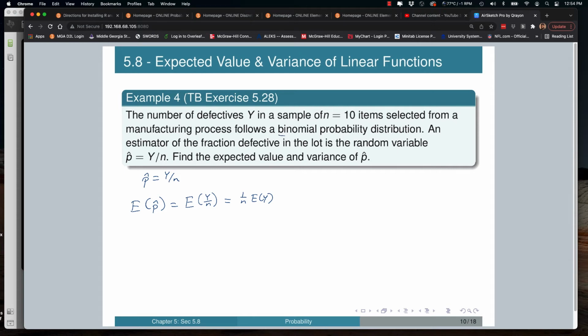Well, we know it's binomial, right? It's from a binomial probability distribution, and we know how to find the expected value of a binomial probability distribution if you recall the formula. It's just n times p. So if you know the probability of success, it's just n times that p. So this is equal to 1 over n times np, and so the n's cancel, and we're just left with p.